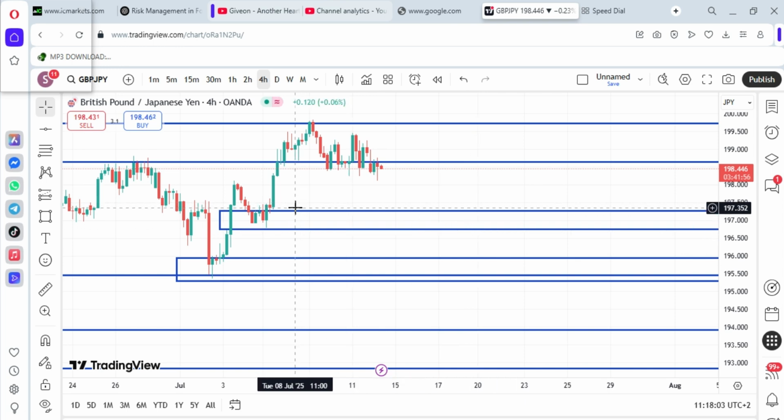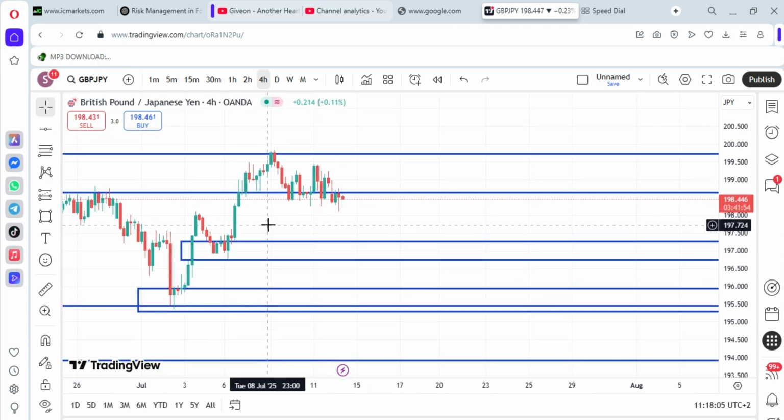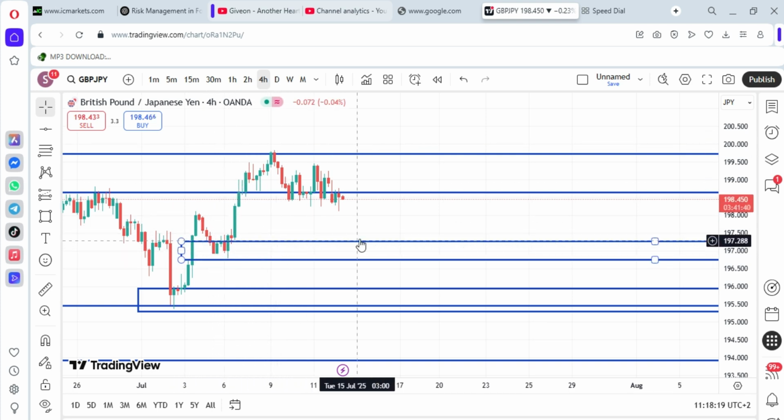As you can see on our danger zone, our danger zones are basically the origin of the impulse move. The origin of this impulse move is this zone. So whenever price reaches those zones, we wait for it to either break out or reject the zone. We don't trade near this zone. So we are going to wait for price to form a reversal pattern and then look for setups, then take a position.